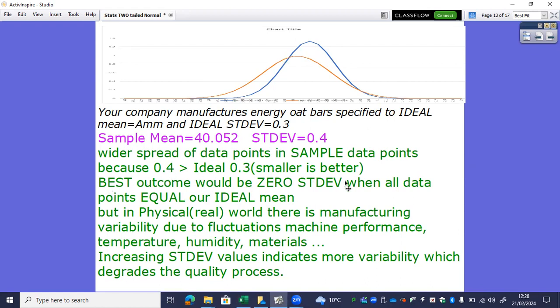So the best outcome in a quality process is to have very, very small standard deviation when all the data points equal the ideal. But in a physical real world manufacturing process, variations and fluctuations in the machine performance, temperature, humidity, materials will tend to produce a normal distribution about a mean. And what we want to do is at regular intervals sample our production line to make sure our standard deviation number is not increasing, because if that number increases, it is indicating there's more variability in the process, there's some sort of degradation, and what you'll end up with is possibly just too much waste, because far too many data points are now significantly out with the mean.